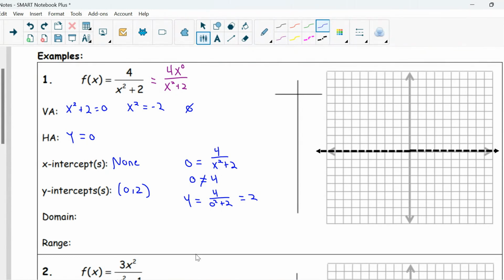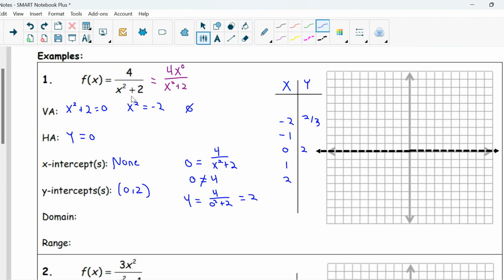So now let's go ahead and create our table. Okay, I'm going to have 0 and 2 as the center point on our table. And I'll just create a couple points on both sides. So maybe I'll do -1 and -2, and 1 and 2. That should be enough. So now I'll substitute these into our function. So -2 squared is 4, plus 2 is 6. That will give me 4 over 6, which can be written as 2/3.